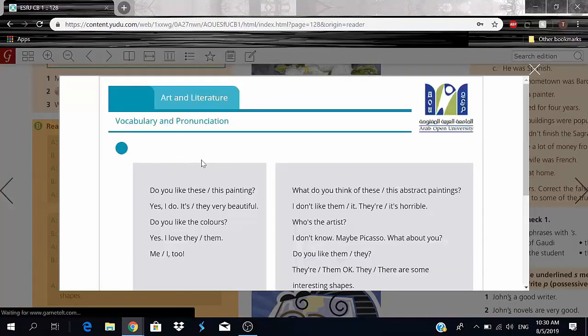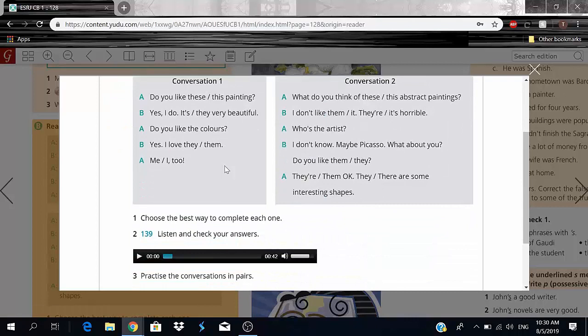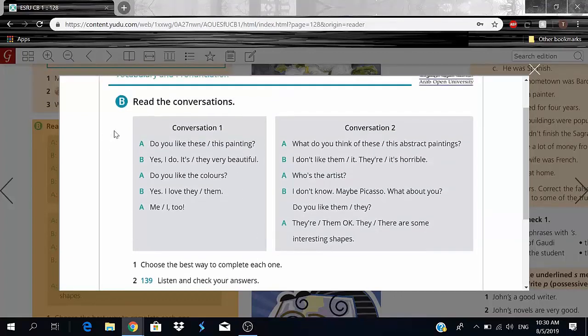Read the conversations. Okay, so here I think we have 2 conversations. Yes, we do. Here we're going to choose the best way to complete each one, and then we're going to check our answers through an audio. So let's go with conversation 1 first. Do you like these / this painting? We're talking about one painting, you guys. That's why I'm going to use this. I should add an S here in order to use these. If I say these paintings, now it's correct, but it's one painting, so this.